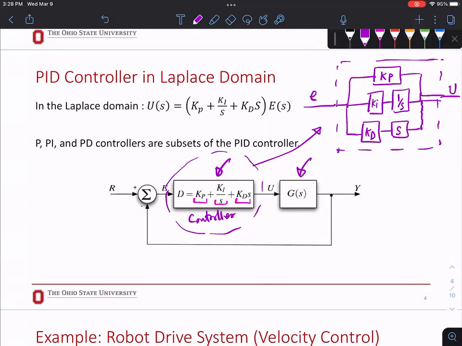Now, 1 over S is a pole at the origin. S is a zero at the origin. So these two are placed on top of each other, but because of different Ki and Kp, the impact on the system will be different. All right? So this is how you show your PID controller in Simulink, in the S domain. There are 2 ways to do it. When we get to Simulink, you can use the PID control module, or you could build them separately.